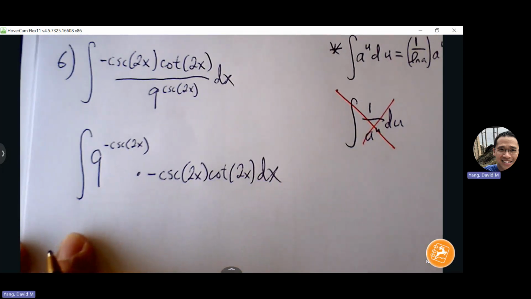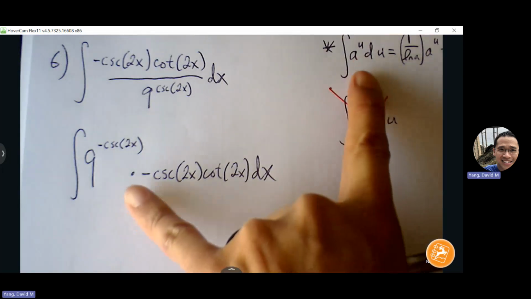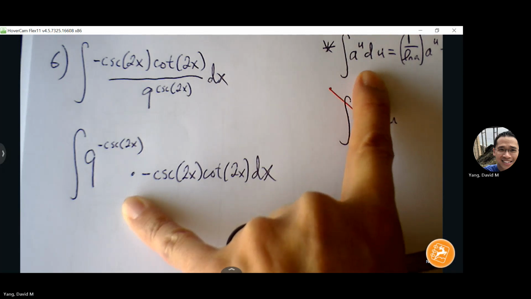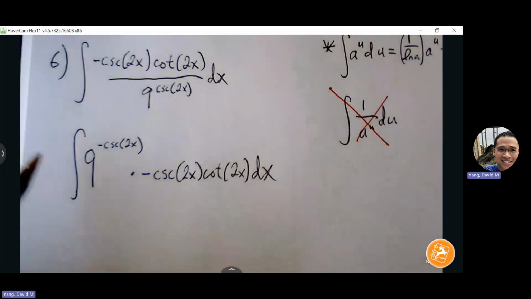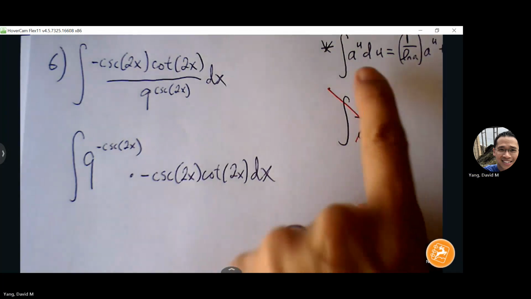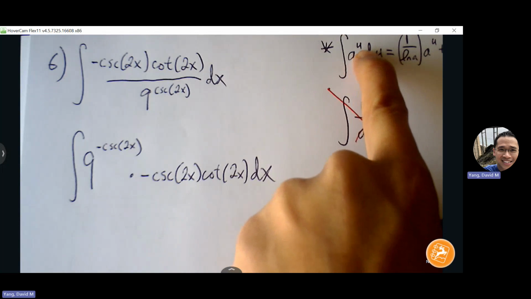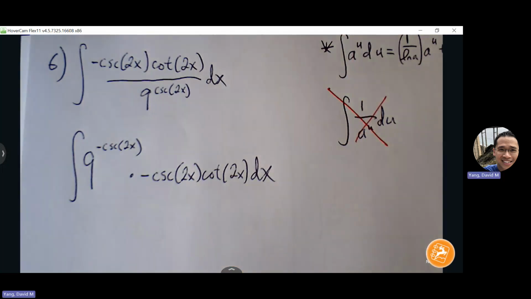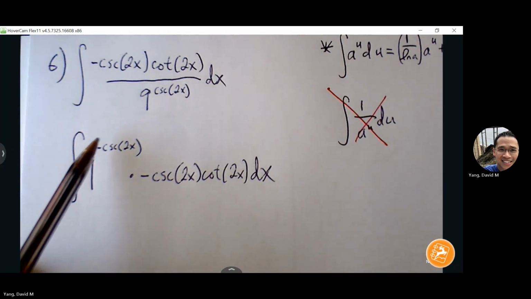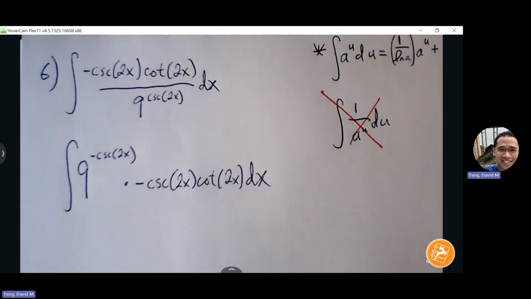So now this should fit more closely with what we're trying to do here. What's our U value? More than that. If we let the U value be just 2x, then we're left with a to the negative cosecant u, and we don't have a rule for an a to the negative cosecant u. Our U value has to be what? The entire exponent.